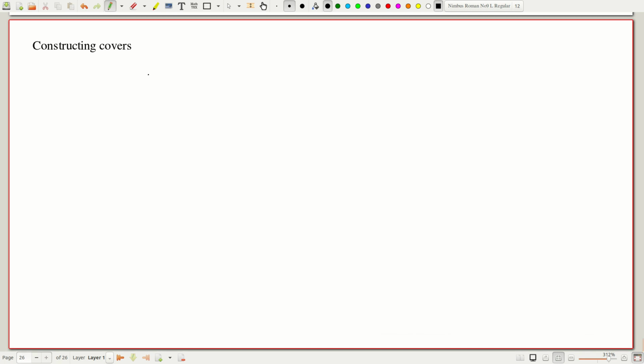Let's now turn to actually constructing covers. And we really know how to do this because we know how the fiber over a point is. So we studied this only over the base point formally. The same argument works over any other point. So here is our example.